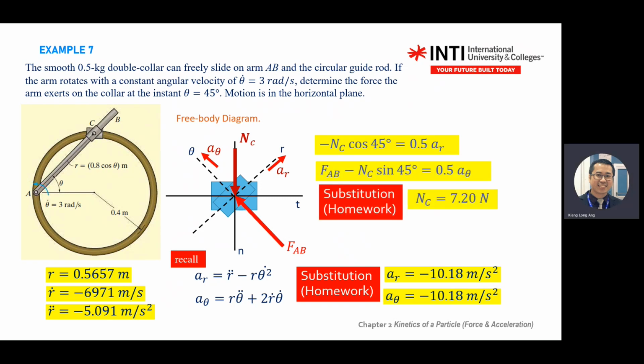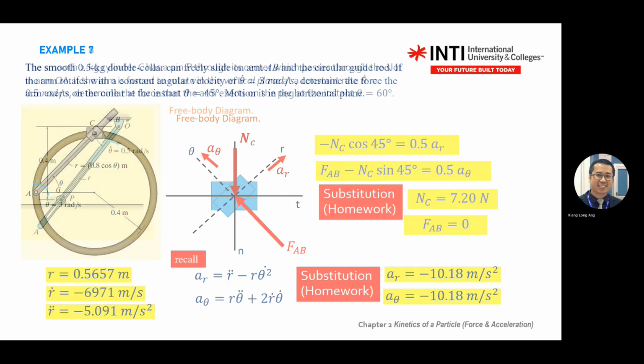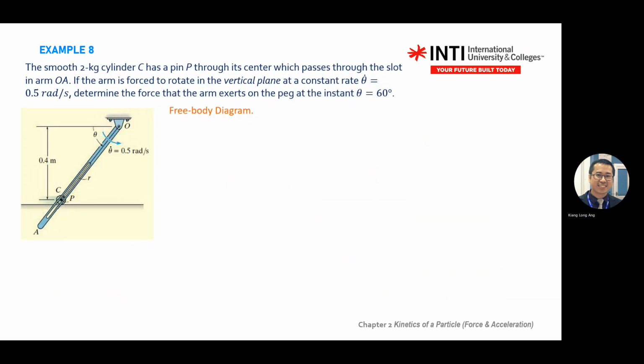Then you find the missing parameter. Next one. Again, this is polar coordinates in my class.